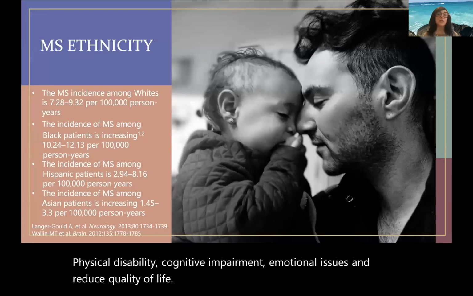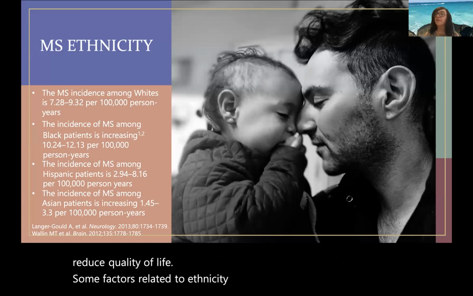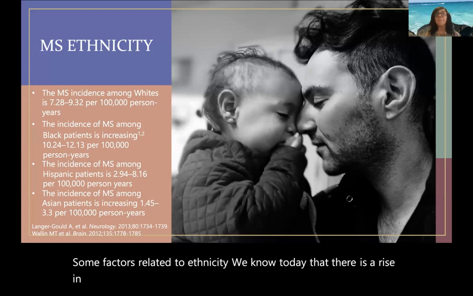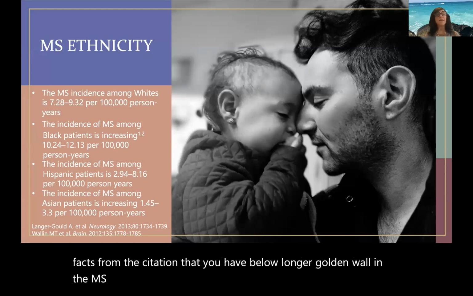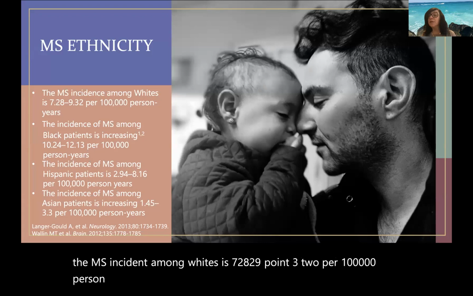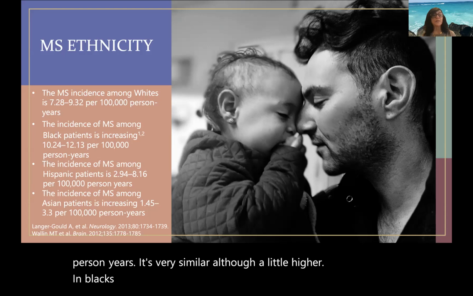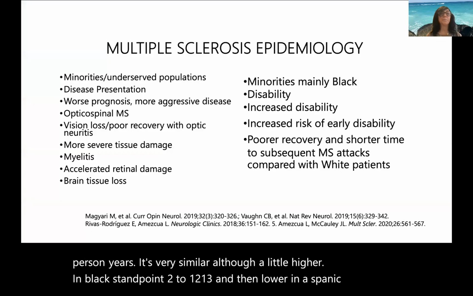Some factors related to ethnicity. We know today that there is a rise in the incidence of MS in underserved populations. So I have a few facts from the citation that you have below, Langer, Gould, and Wallin. The MS incidence among whites is 7.28 to 9.32 per 100,000 person-years. It's very similar, although a little higher in Blacks, 10.2 to 12.13, and then lower in Hispanics and Asians.